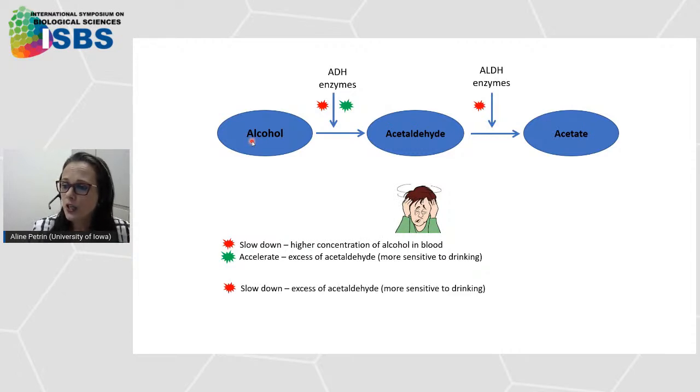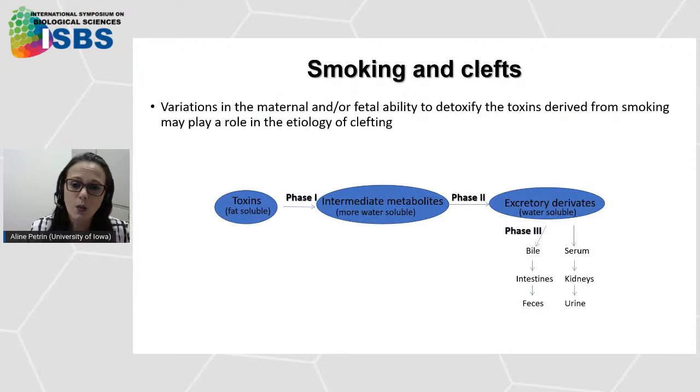On the other hand, mutations that will slow down this step will also cause an excess of acetaldehyde. Or if it accelerates, it makes people a little more tolerant to drinking. So we can see from here that the genetic variations affect the way people metabolize and tolerate, in this case, alcohol. We can also think about it using smoking.